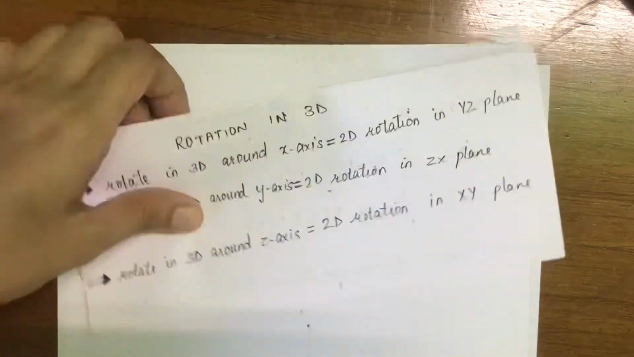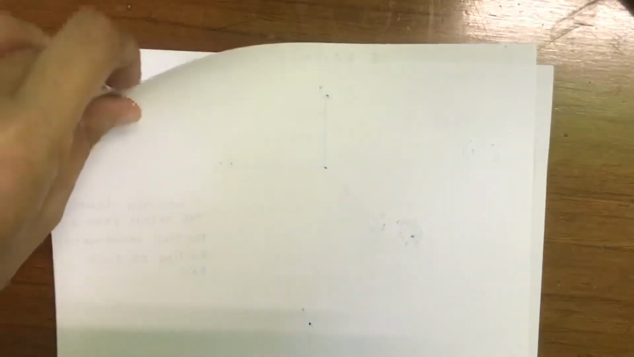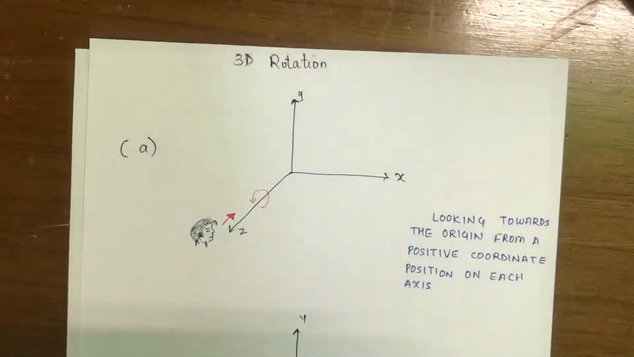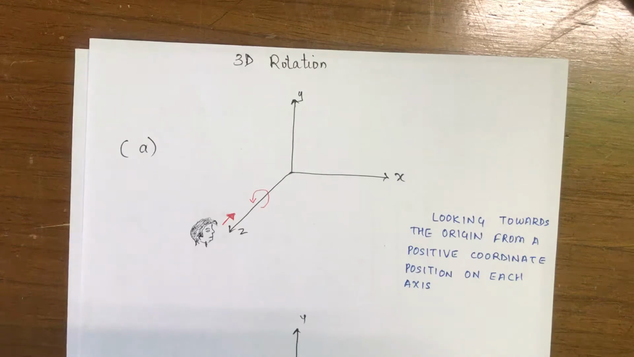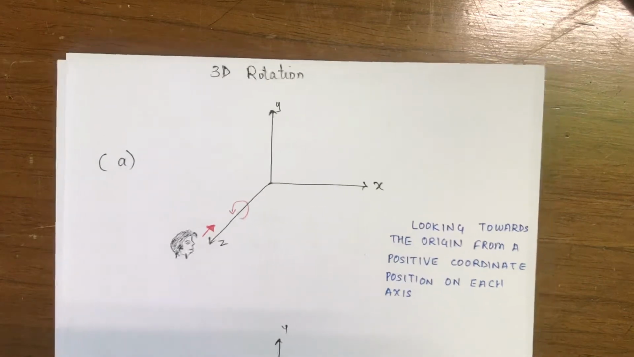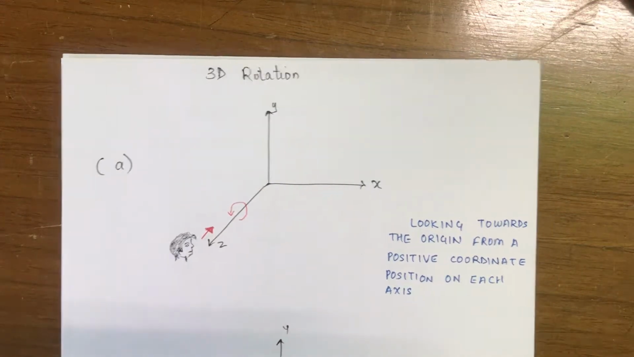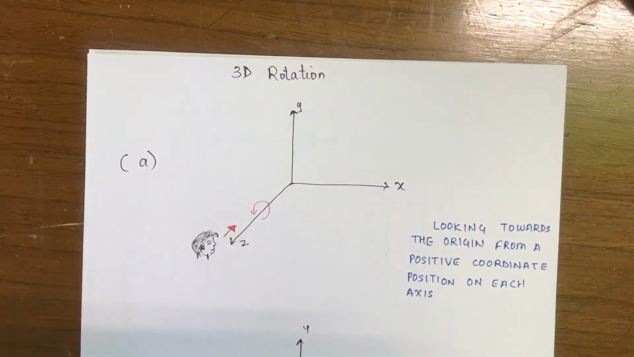Now this can be understood with the help of a diagram. I have a diagram over here. The reference of the diagram is taken from the textbook Computer Graphics by Donald Hearn and M. Pauline Baker. It's a very good textbook if you have to learn computer graphics in detail. So this diagram is taken from this particular textbook. Let's look at this diagram.